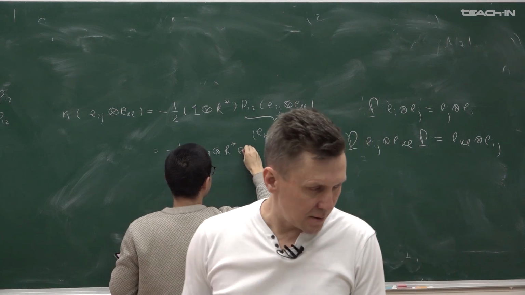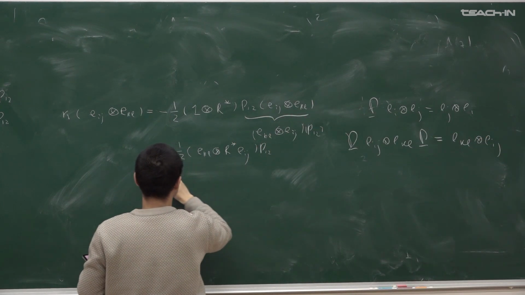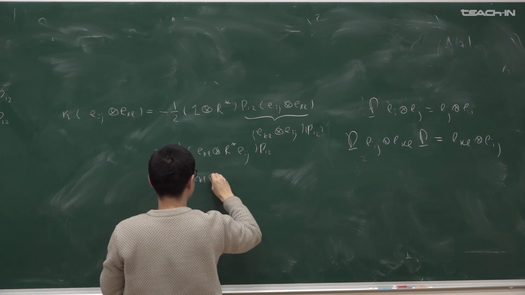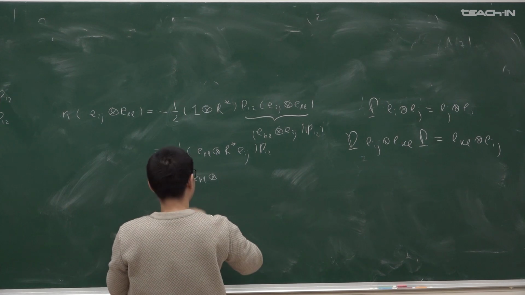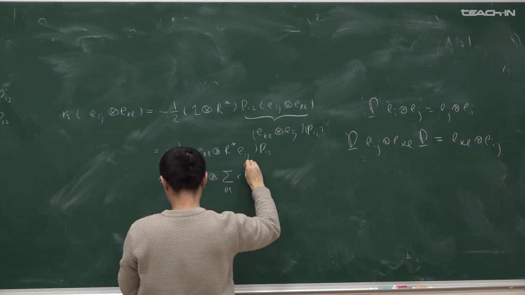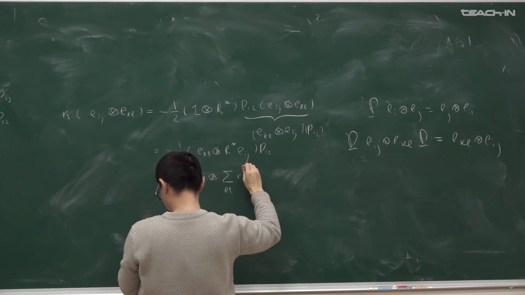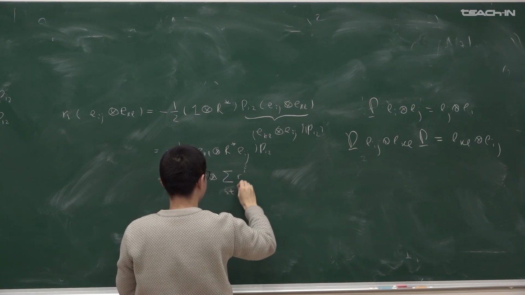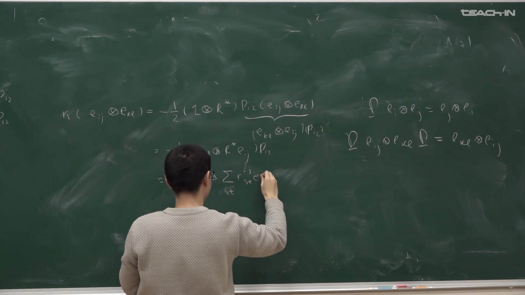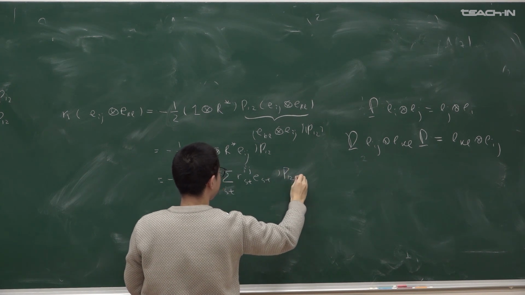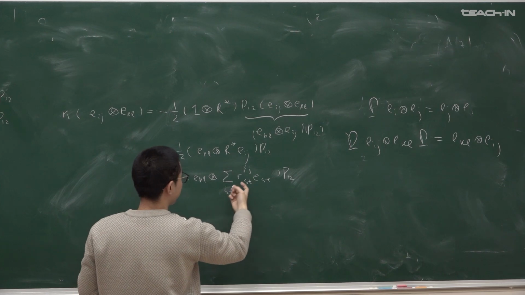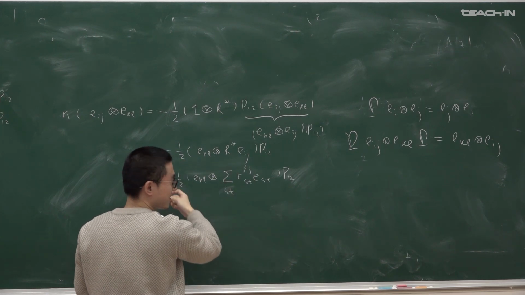R star Eij equals the sum of EKL, R Ij ST. This is the same sum over S, T. So we can plug this out.